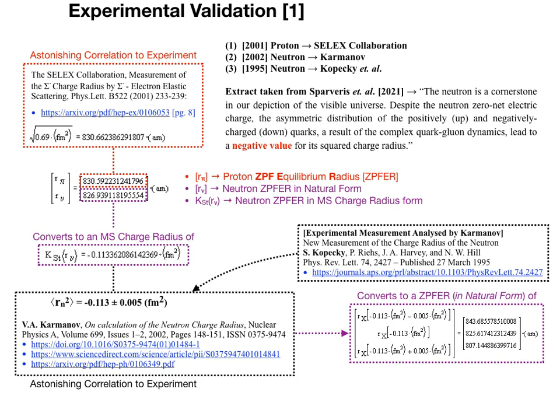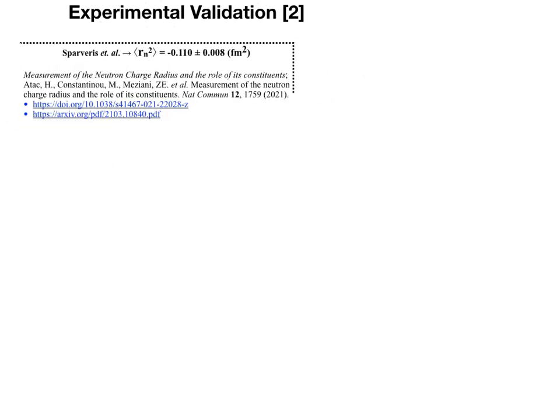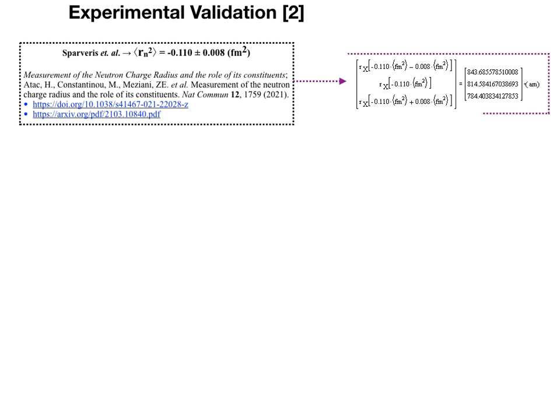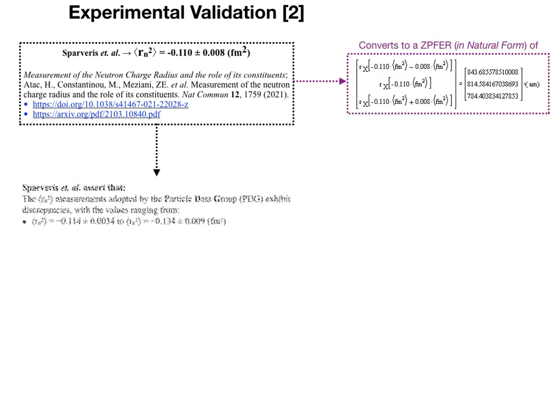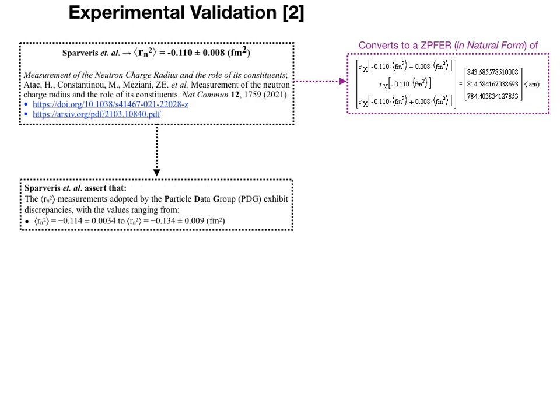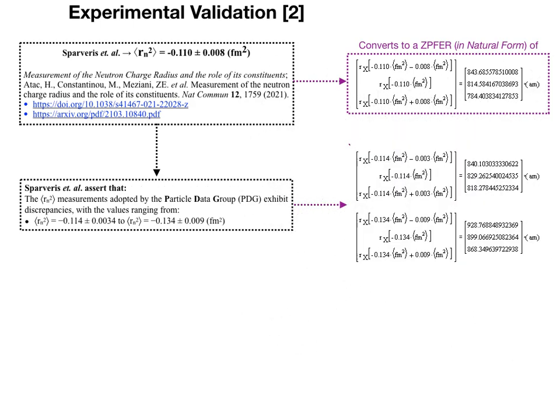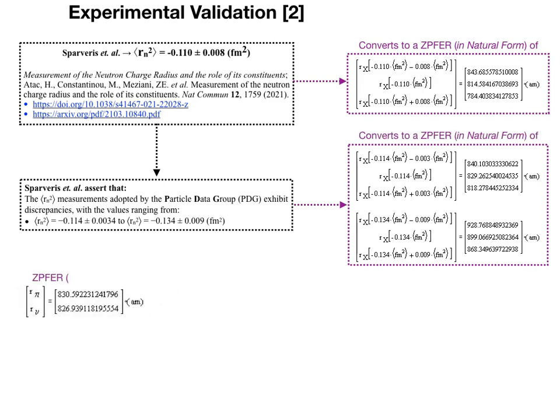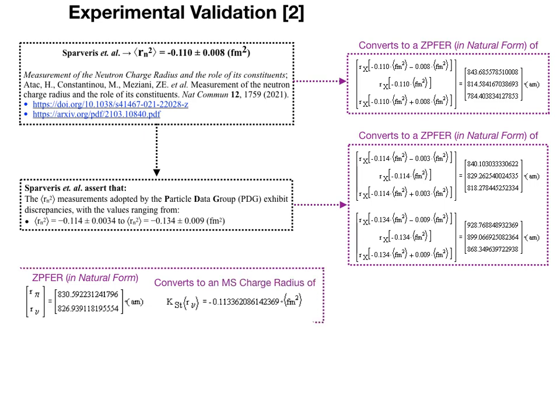Let's now look at something a little more recent. Our next set of comparisons to authoritative sources involves Sparveris and the particle data group. For this slide, we'll focus on the neutron, not the proton. A significant quantity of root mean squared charge radius values for the proton exist in the literature, so there's no need to reference them here. There can be no doubt that our zero-point field equilibrium radius for the proton is experimentally confirmed beyond question.